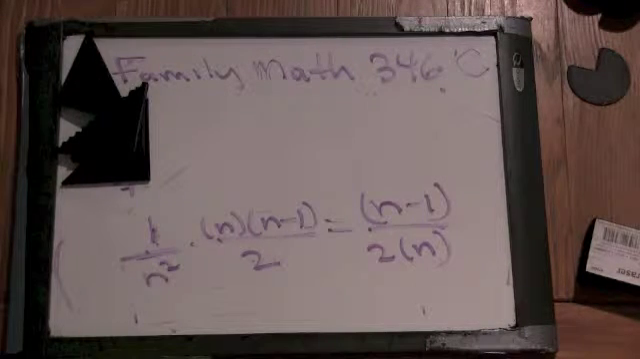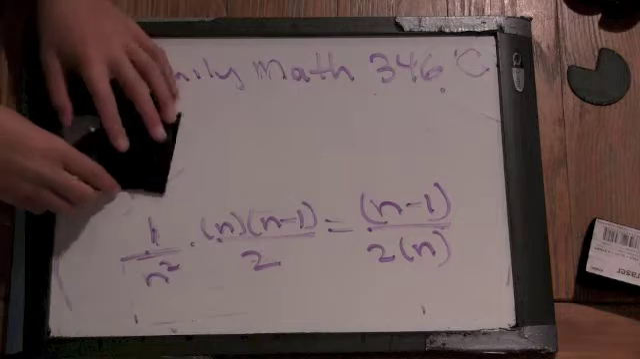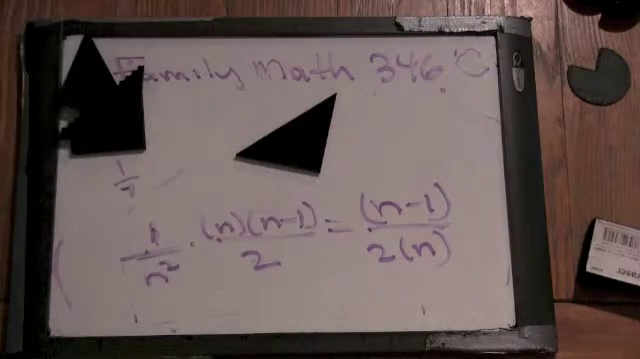What about if N was 1,000? Well, it would matter even less: 999 over 2,000, which looks a lot like a half. So what do you think happens as I start using more and more rectangles? It gets closer and closer to a half. That expression represented the area of the triangle when I chopped it up into N rectangles. So we're getting closer and closer to a half. So that's pretty neat.